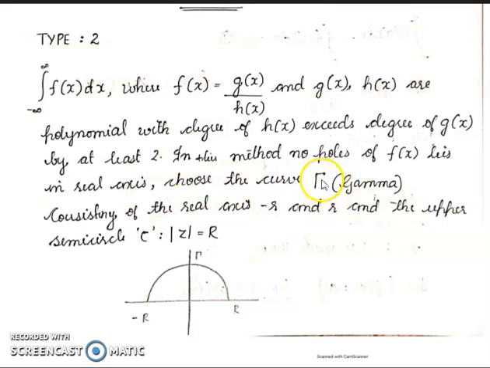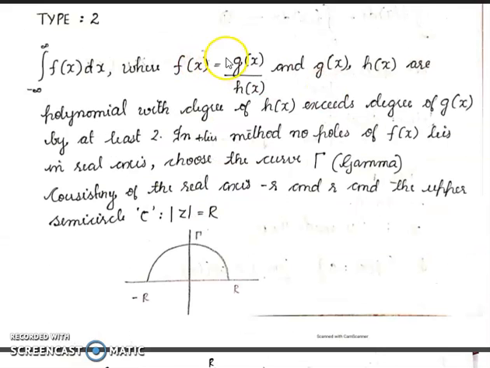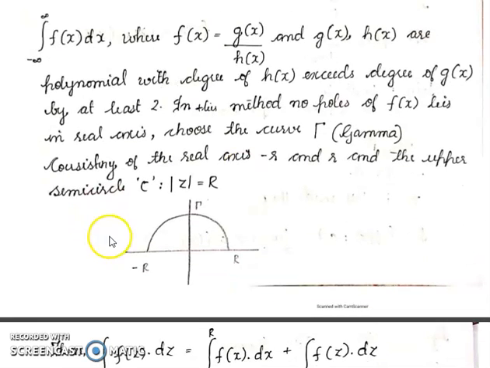Choose the curve gamma of the real axis from minus r to r and the upper semicircle. So that means here you see this is the curve. In this method, first you should identify there is no cos theta and sin theta. Only x will be there, a polynomial. Also it is a semicircle. Here the contour C is a semicircle.